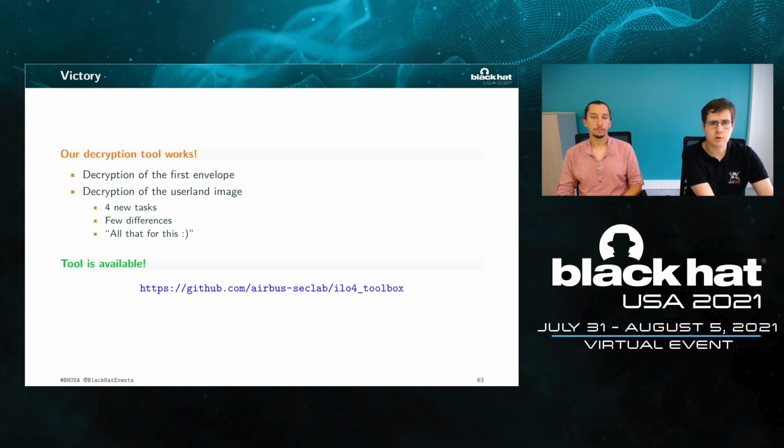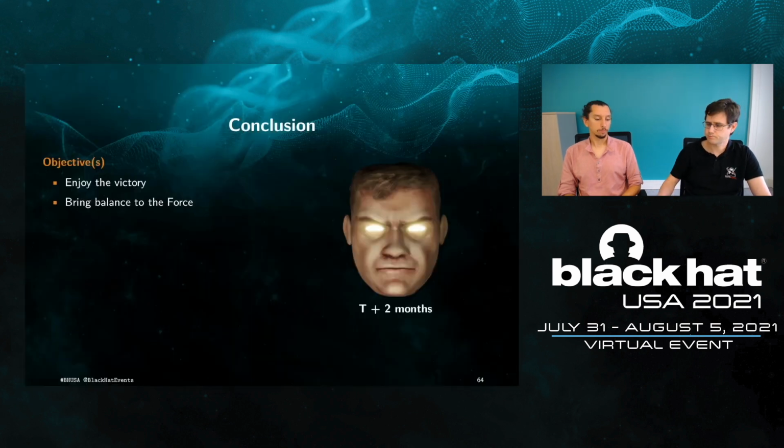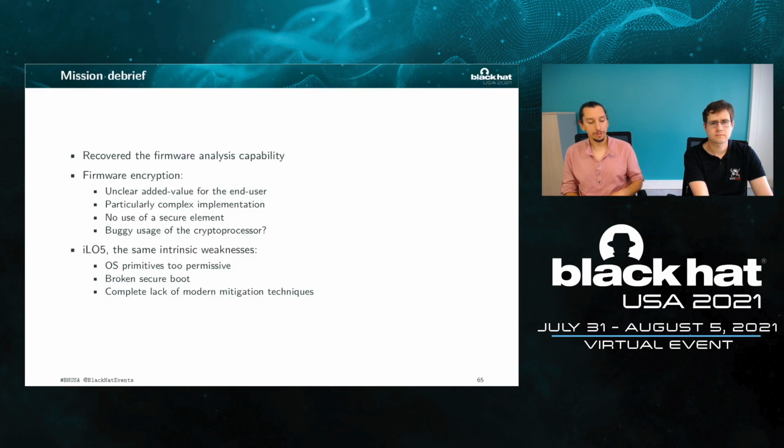Then we analyzed this userland image quickly. There were 4 new tasks and only a few differences, so we were like, all that for this? But anyway, the tool is now available on our GitHub repository, and the community can start using it to check new iLO versions. We spent so much time understanding this last bug that we are still quite happy, and very happy to restore a balance to the force.